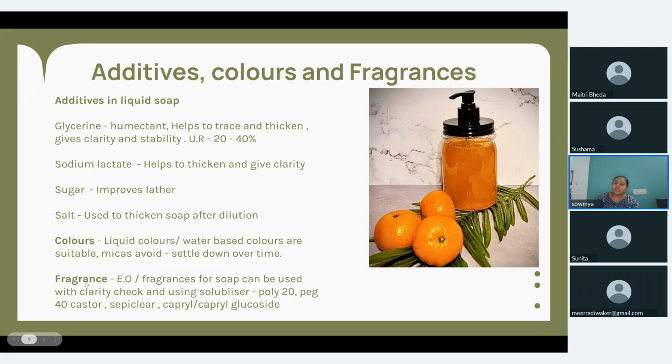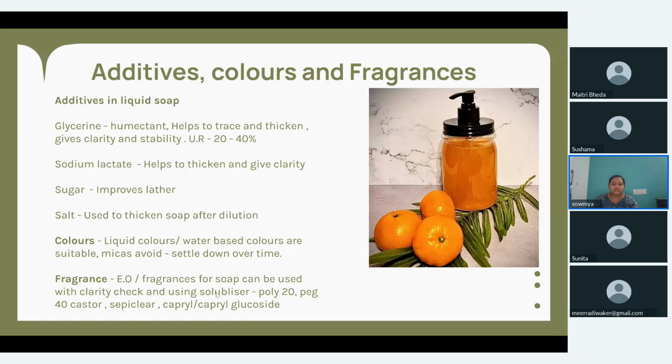Then fragrances, you can use both essential oil or soap fragrances. But first you need to check how each essential oil or the fragrances behave with your soap dilution. Like once you made your liquid soap, you need to test each fragrance and essential oil to see how it behaves, and then you can use them along with a solubilizer.